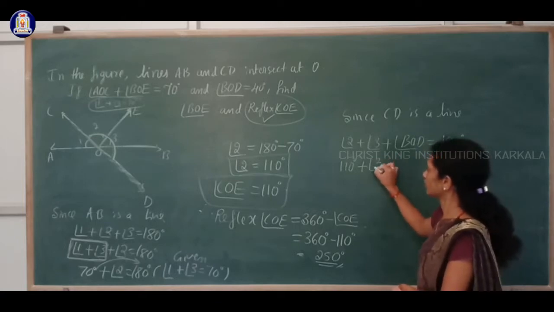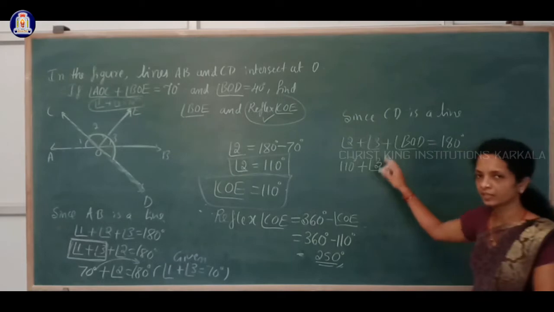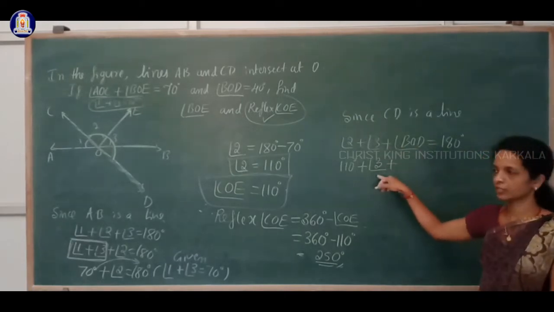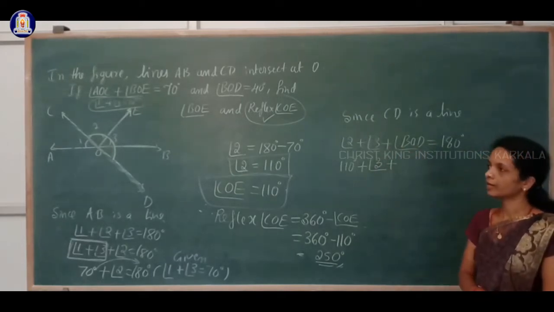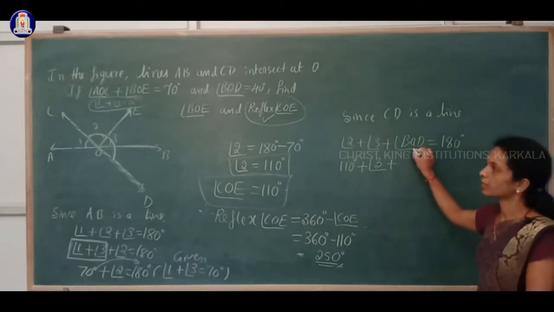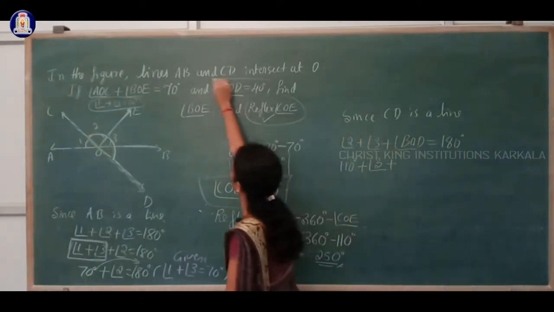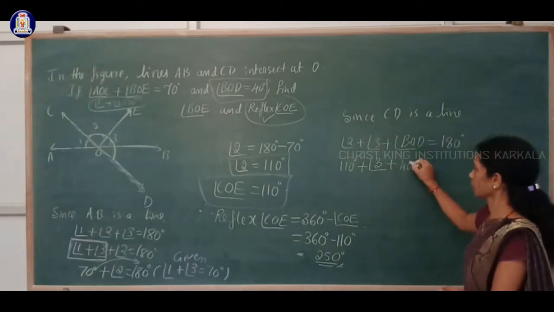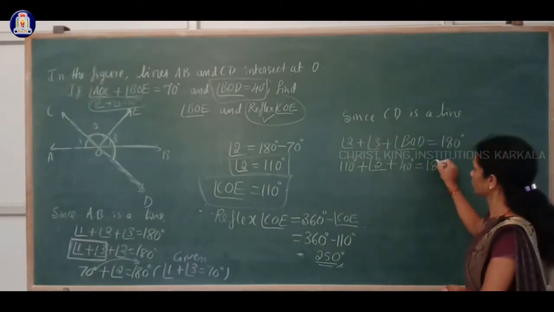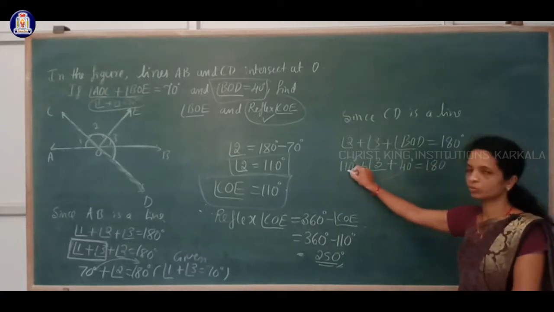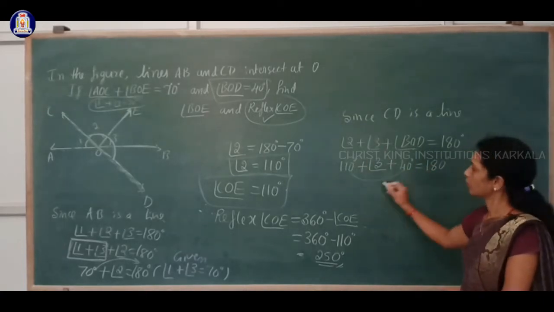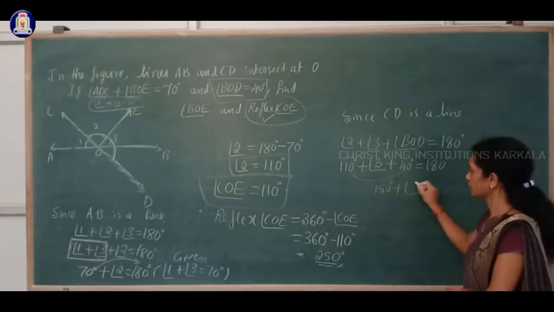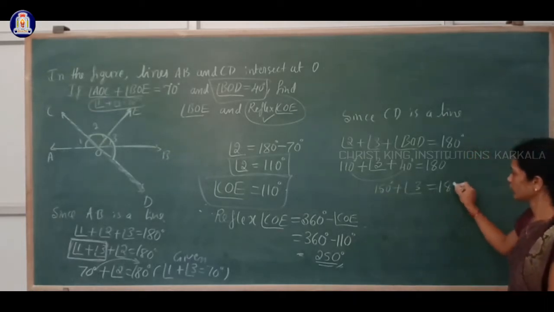Okay, so write that as it is. Now write angle 3 as angle 3 only, later we replace it. Angle 3 is angle BOE. Then what is angle BOD? That we are given in the question, that is 40 degrees. Use that in place of BOD. So 40 degrees is equal to 180 degrees. Add these two, 110 plus 40, that is 150 degrees plus angle 3 is equal to 180 degrees.